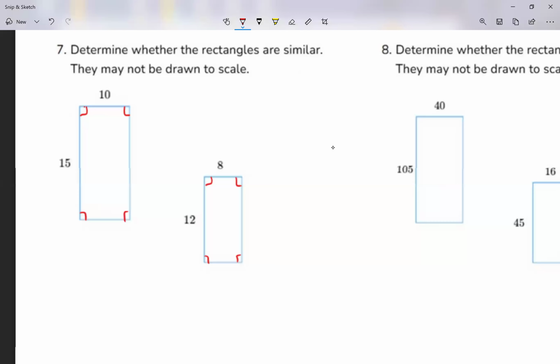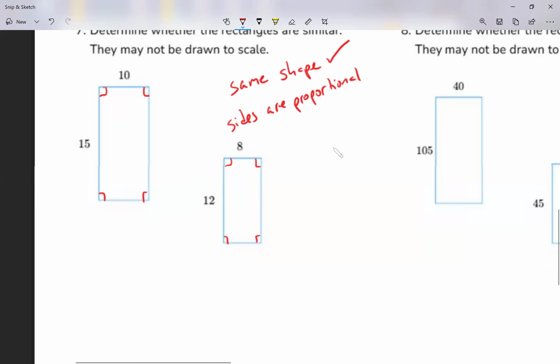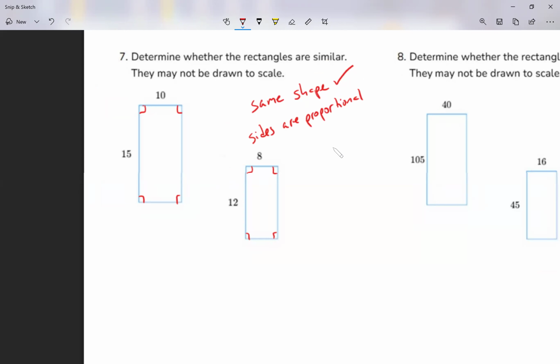Remember, for similarity, they need to meet two criteria. Same shape, and the way for the same shape, we compare the angles. They're all equal, so it meets that criteria. Are the sides proportional? Let me check if they are. If it meets that criteria, then yes, they are similar. If it doesn't, then no, they're not.